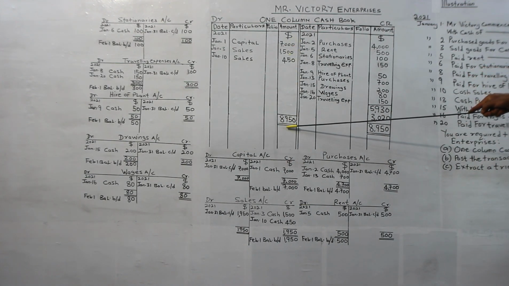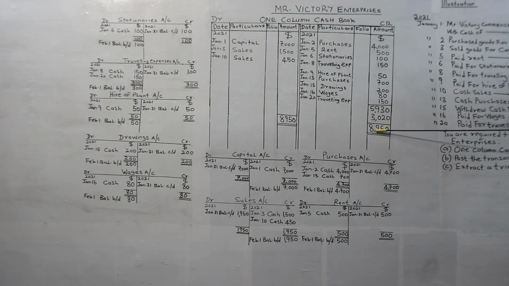If I receive a total of 8,950 and spend a total of 5,930 in one month, and I am to give back to the owner of the business at the end of the month a total of 3,020, that is 8,950 amount received minus 5,930 amount spent. So when the cashier gives back this amount, the cashier is credited and the account becomes balanced.